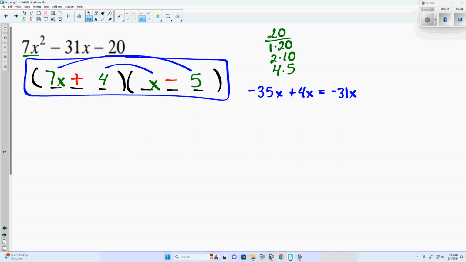That is the middle term we wanted, so these are our factors. If we wanted to write it the other way, having it as x minus 5 times 7x plus 4 is the exact same thing. It's just written in the other order.